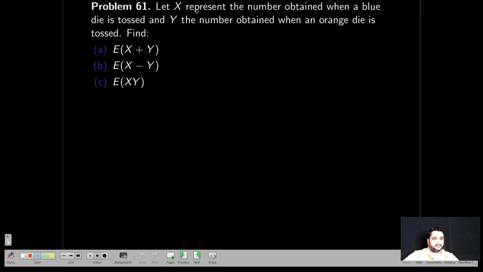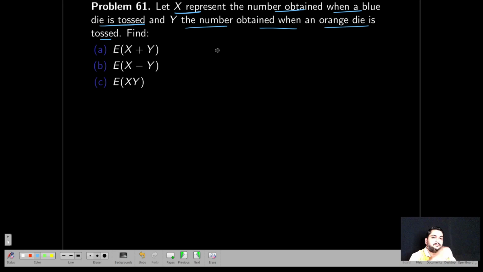Next, let x represent the number obtained when a blue die is tossed, and y the number obtained when an orange die is tossed. Find e of x plus y, e of x minus y, and e of xy. So what are they saying? There are 2 dice. The die has 6 faces, right? One is blue and another is orange.